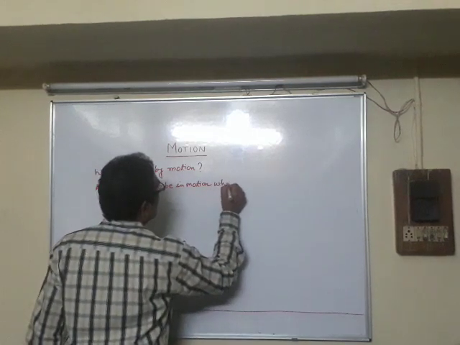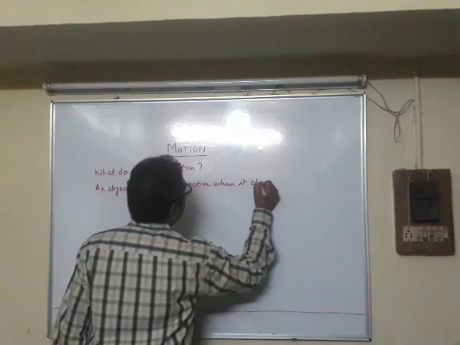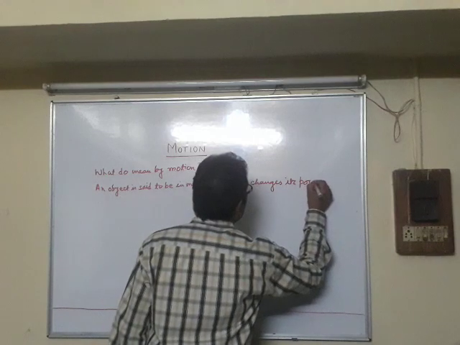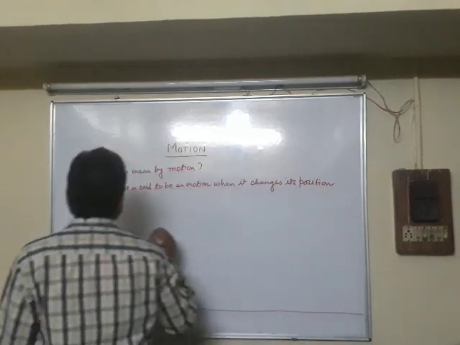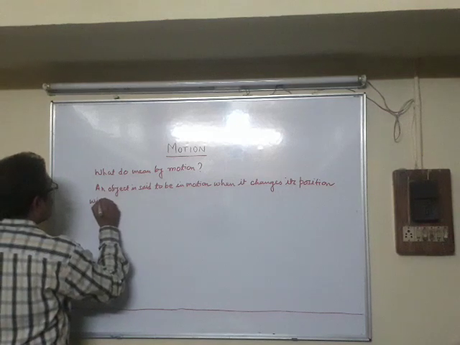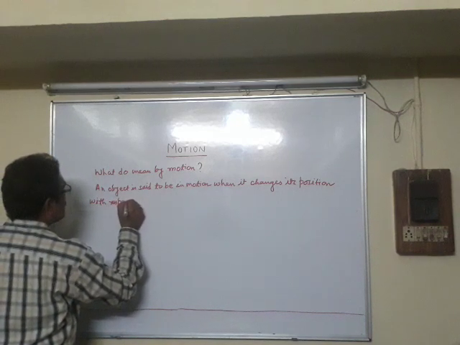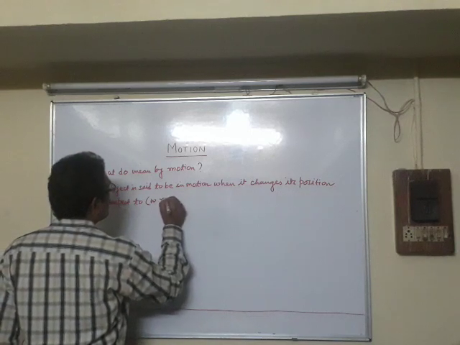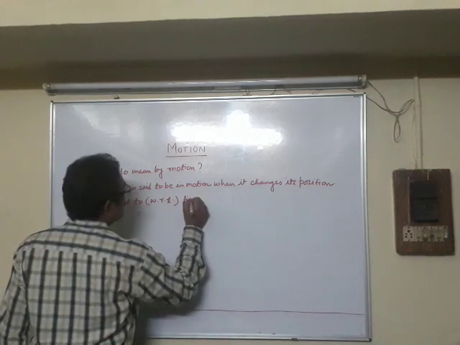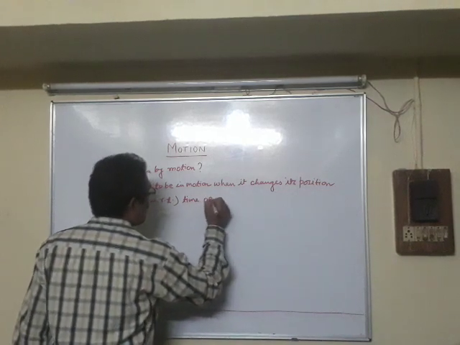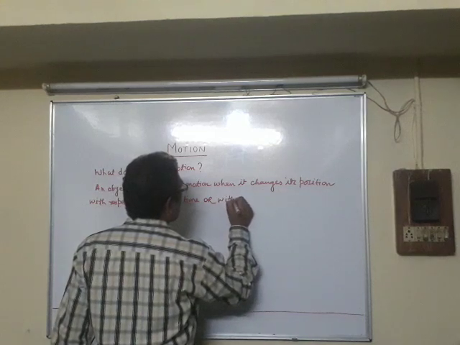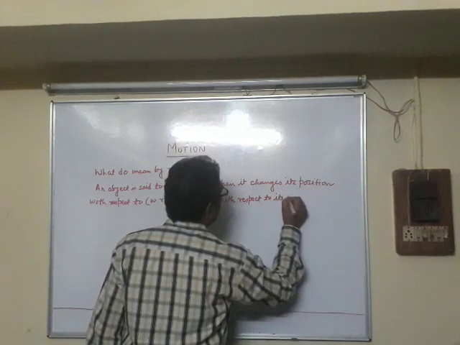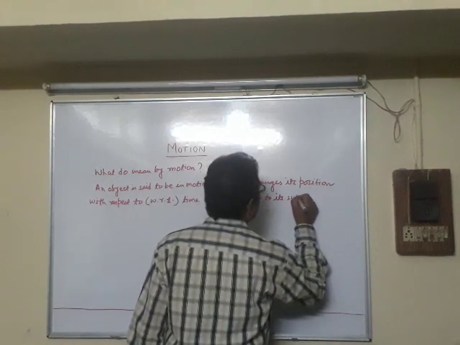An object is said to be in motion when it changes its position with respect to time or with respect to its surroundings.